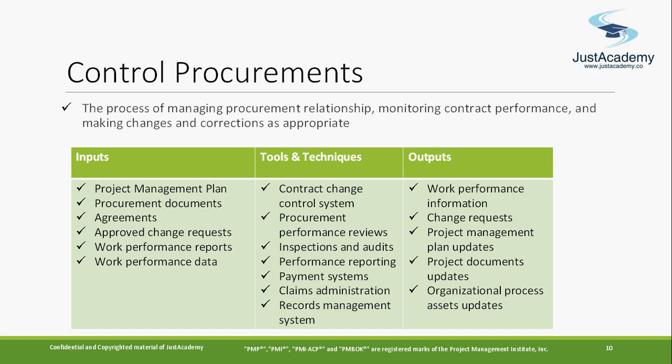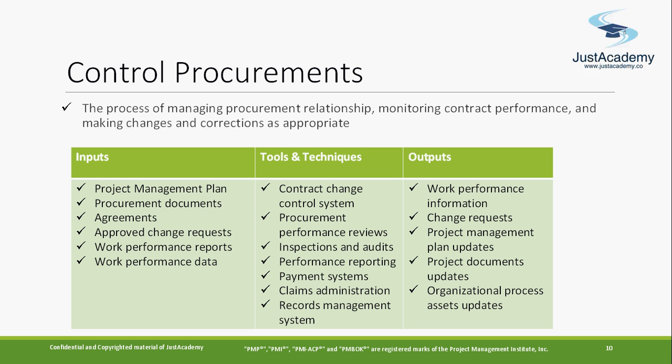Now the input will be the project management plan and the procurement document, because based on those you're going to monitor the services, the agreement, and approved change requests. If a change request has been approved, say initially you needed 2 resources and now you are asking for 3, and it has been approved, that is an input. Work performance reports and work performance data will give you the status of the services you have used, and that will be part of the work performance report.